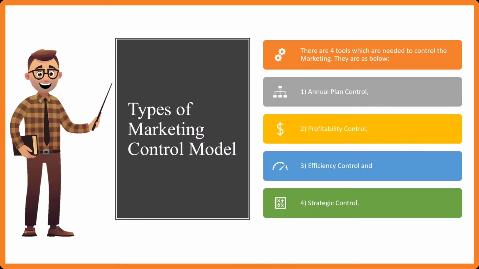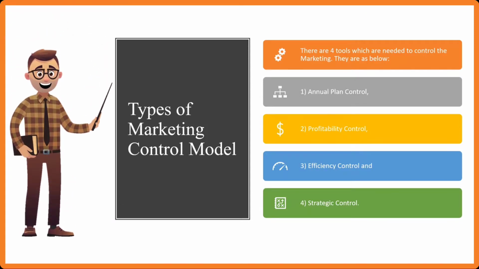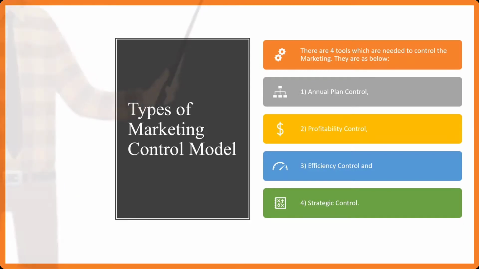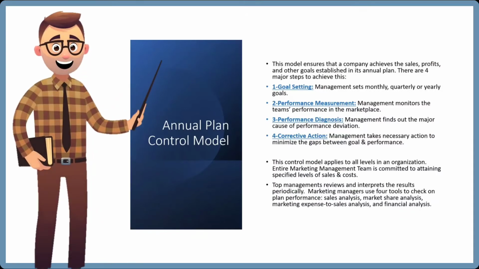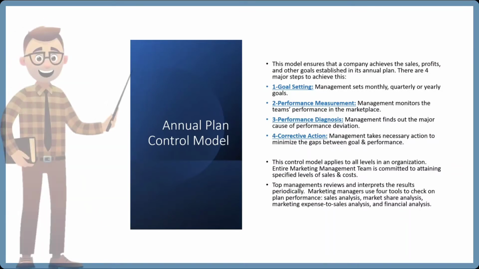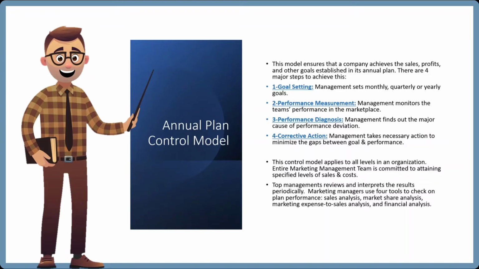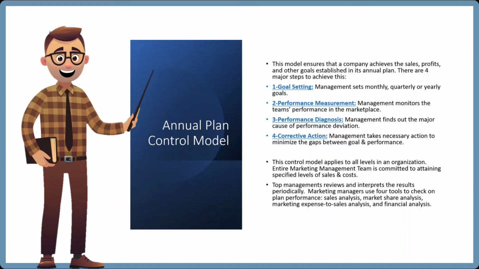There are four types of marketing control. First one is annual plan control, then profitability control, efficiency control and strategic control. So friends, let's start with the annual plan control model. This model ensures that a company achieves the sales, profits and other goals established in its annual plan.